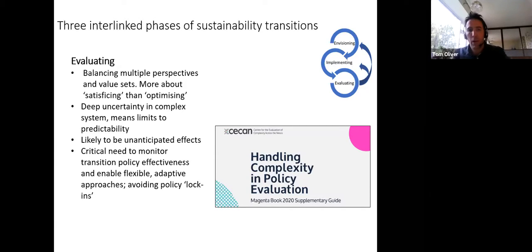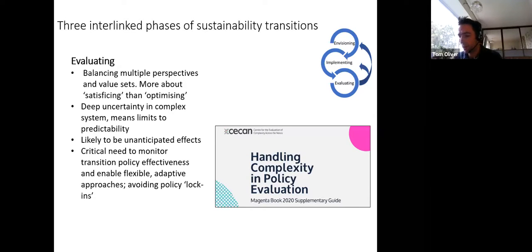Just to pull out a couple of insights about evaluation: I've talked about how we can't really optimize these systems. It's more about satisficing. We know that there's deep uncertainty. There's going to be unanticipated outcomes. So we really need an adaptive approach to policy design. We don't want to get locked in.